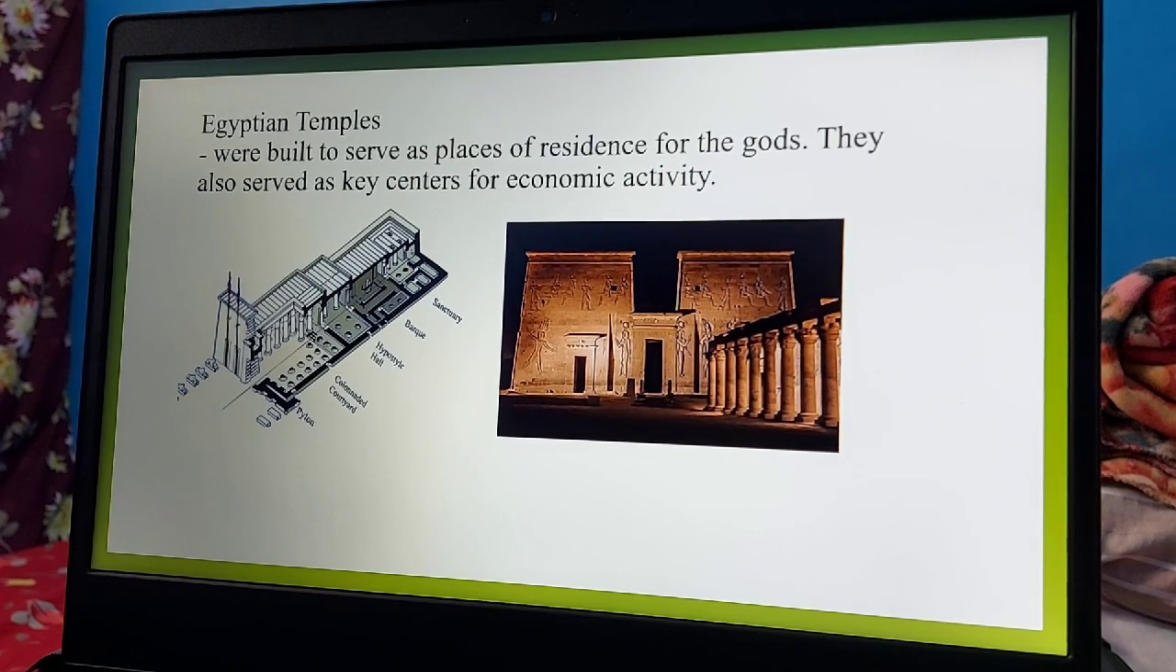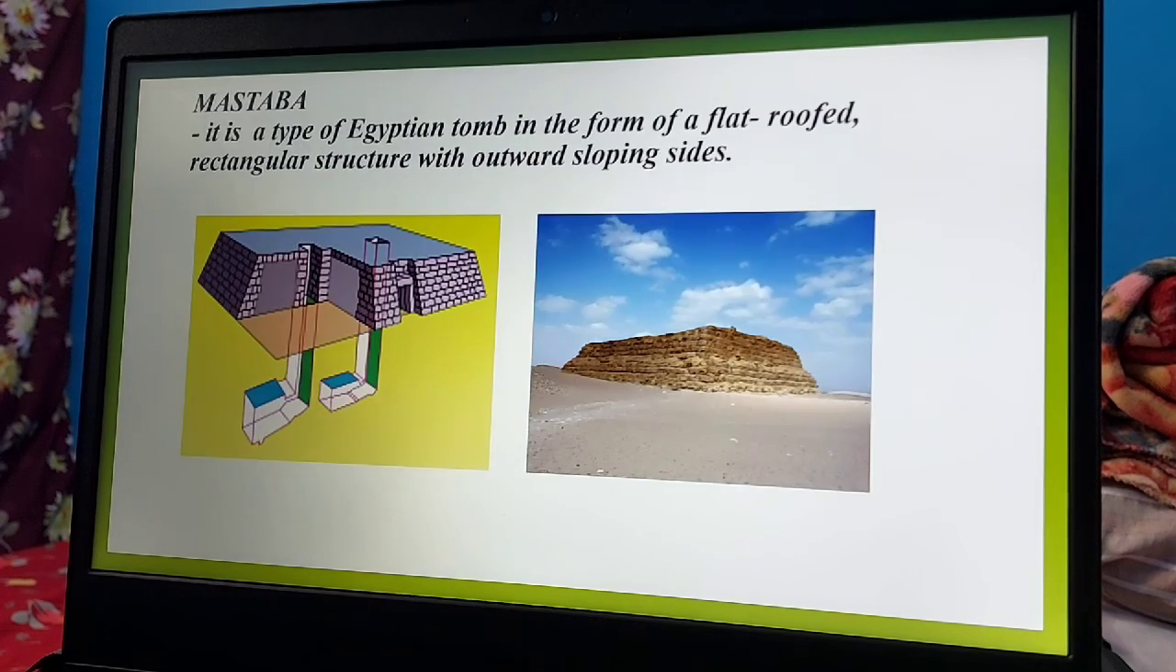Ancient temples were made of perishable materials like wood, reed, matting, and mud brick. Their walls were covered with scenes that were carved onto the stone, then brightly painted. Pharaohs fighting in battles and performing rituals with the gods were the scenes found on the walls. So this picture is called mastaba. It is a type of Egyptian tomb in the form of a flat-roofed rectangular structure with outward sloping sides. The mastaba is made of mud bricks or stones.